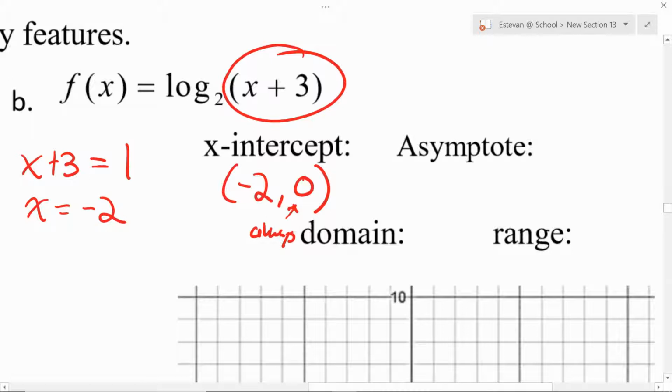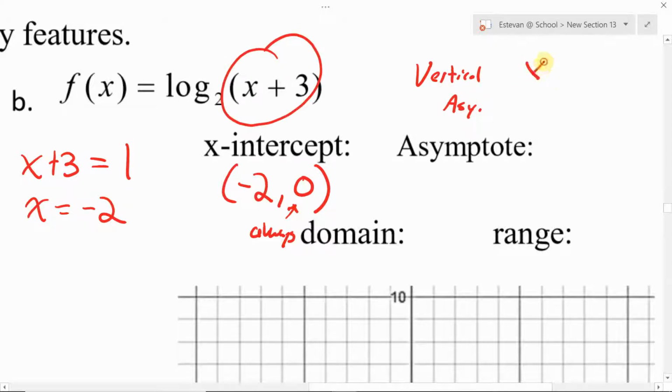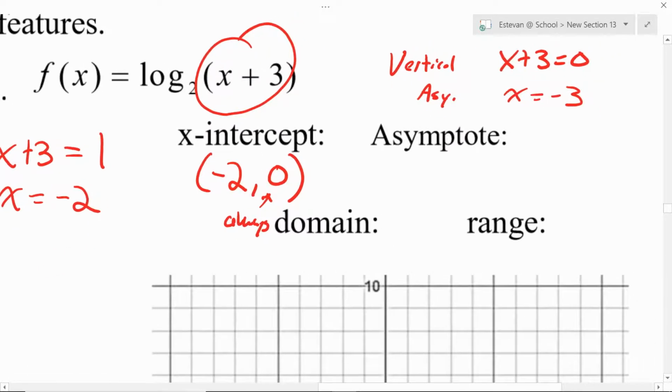The asymptote for a logarithmic function is always going to be a vertical asymptote, and that's when we set the argument equal to 0. So when it's x plus 3 equal to 0, we solve for x equals negative 3. So we have a vertical asymptote at x equals negative 3. Since the vertical asymptote represents x, that means our domain is going to be affected because domain represents x. It's going to be parentheses, negative 3, comma, infinity. My range will always be negative infinity to positive infinity.